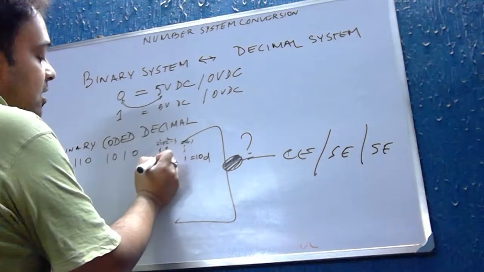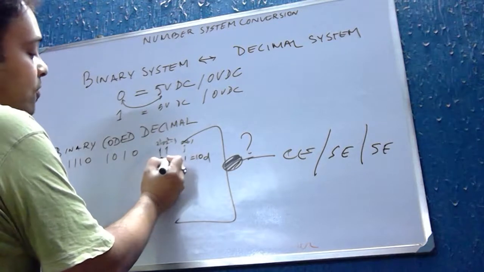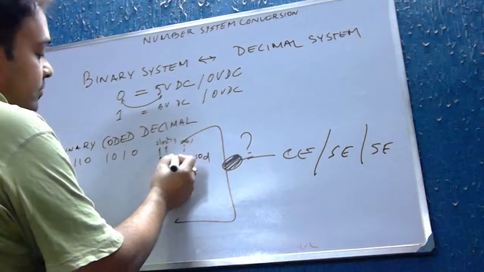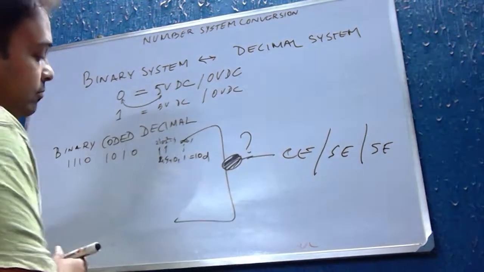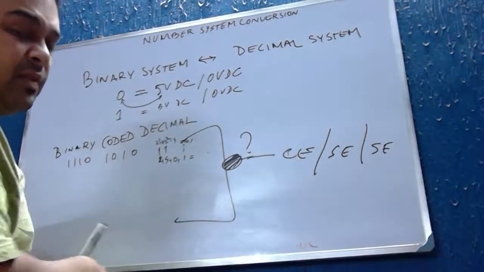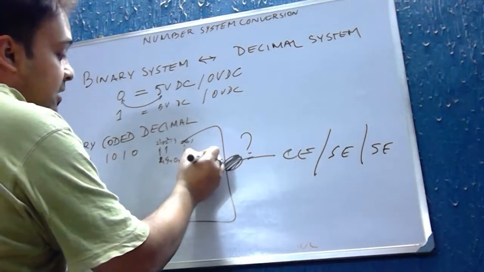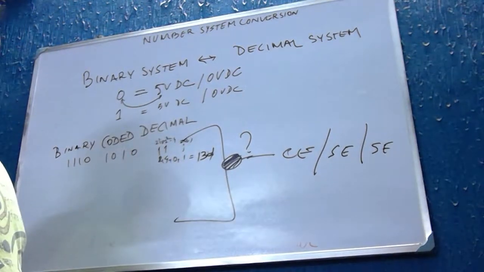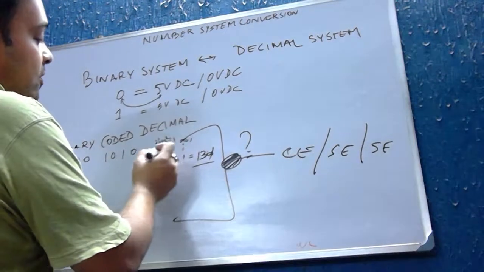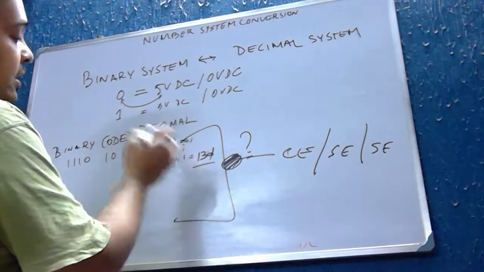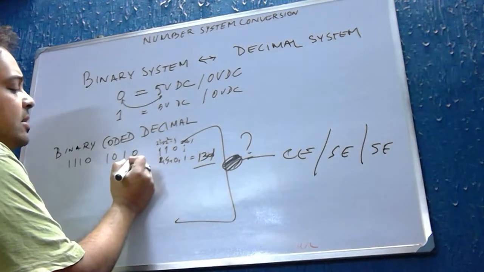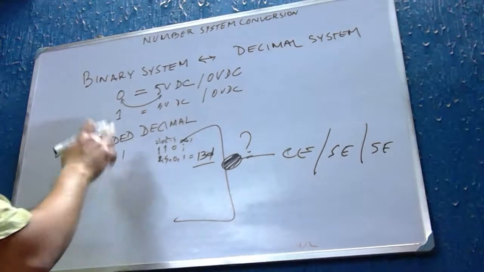So it's 8 and 4, and 1. 1101 is 13. That's why I was thinking something was wrong. So this is 13 in decimals. Now 13 in decimals is the value for 1101. Next we have 1010.